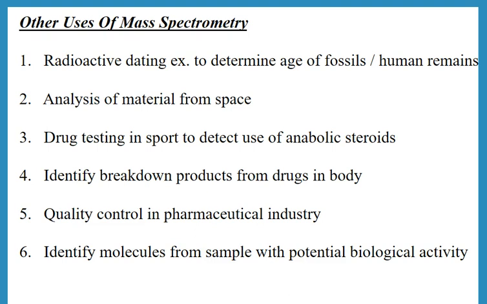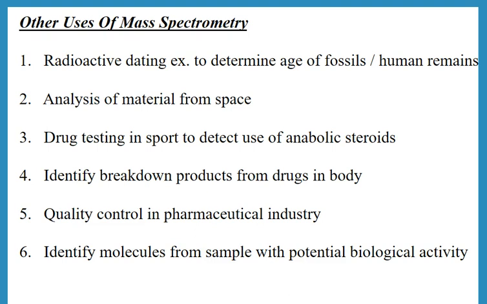So this is what we use the mass spectrometer for. Remember again, we use mass spectrometry to analyze a compound or to analyze an element, and we talked about what we do with each one. But we also have other uses of mass spectrometry. For example, it could be used to determine the age of fossils, radioactive dating, or analysis of materials from space. So the first thing that they would do to analyze something coming from space is use a mass spectrometer to analyze it.